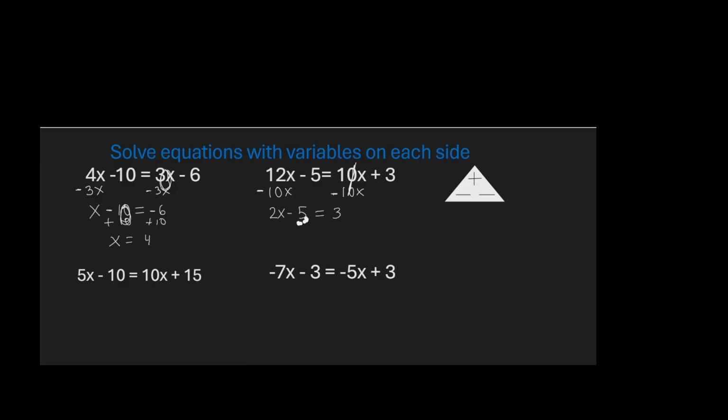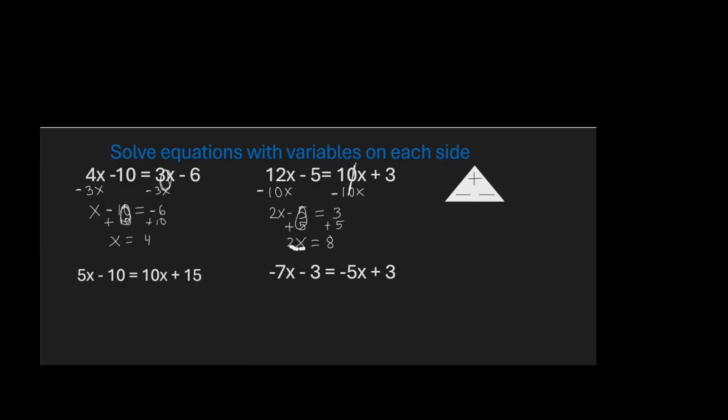Then I have to get rid of this negative 5. To get rid of it, I'm going to be adding 5, adding 5. Positive and negative 5, that is going to be 0. They cancel each other out. And that's how you end up with 2 times x equals 5 plus 3, which is 8. They have the same sign, add it up and keep the sign.